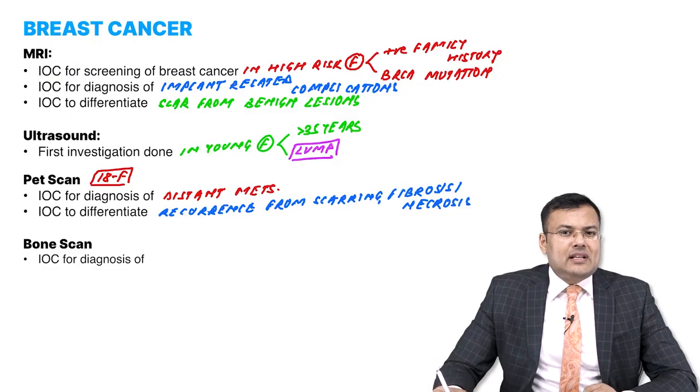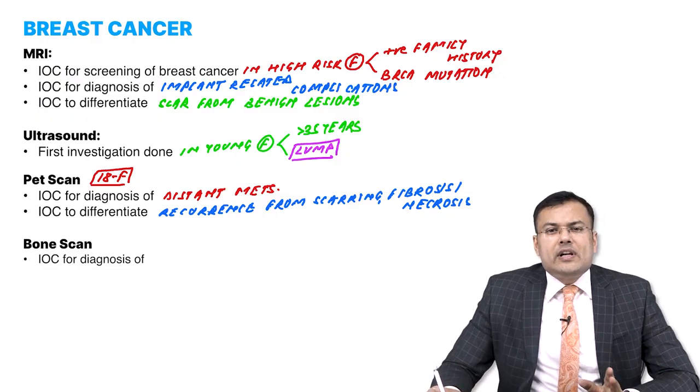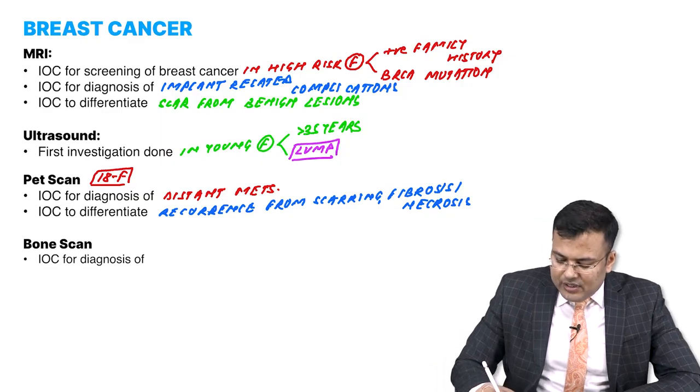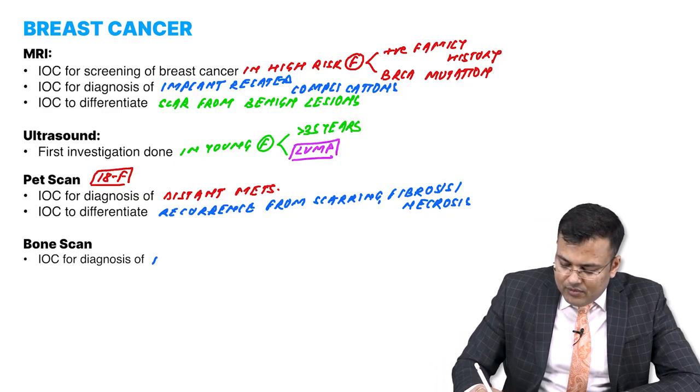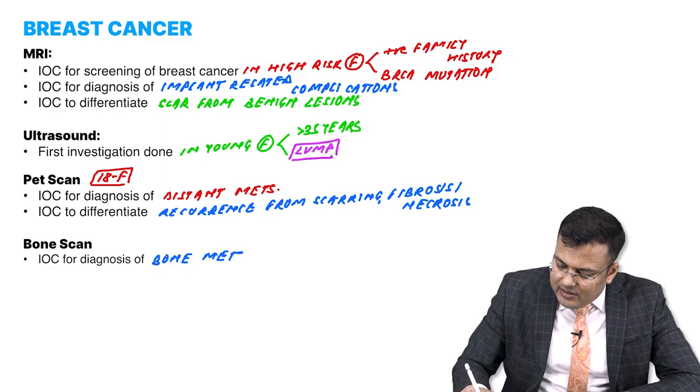And suppose you suspect bone metastasis, what is the investigation of choice? Bone scan. So the investigation of choice for diagnosis of bone metastasis is bone scan.